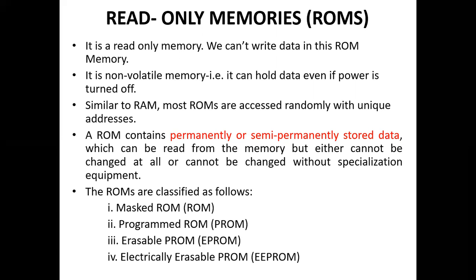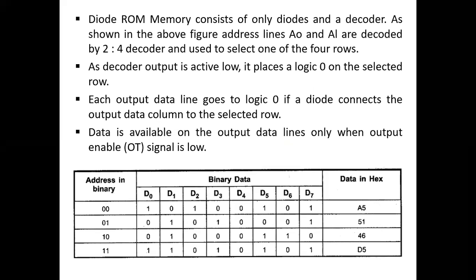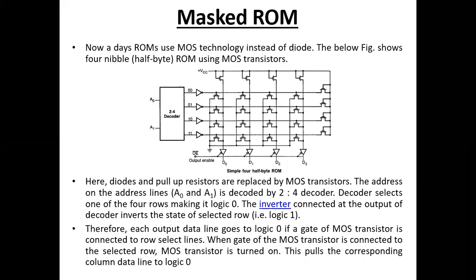The ROMs are classified as follows: masked ROM, programmable ROM, erasable ROM, and electrically erasable ROM. So this is the ROM architecture. The data is available on the output lines only when the output enable signal is low. Each output data line goes to logic 0 if a diode connects the output data column to the selected row. As the decoder output is active low, it places a logic 0 on the selected row. So this is the masked ROM. Nowadays ROMs use masked technology instead of diodes.